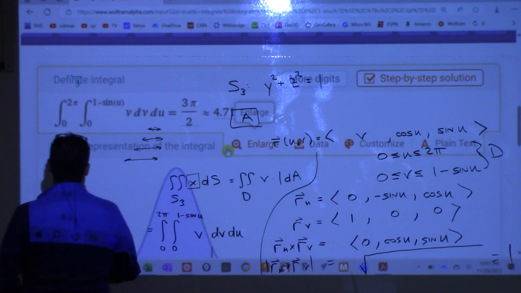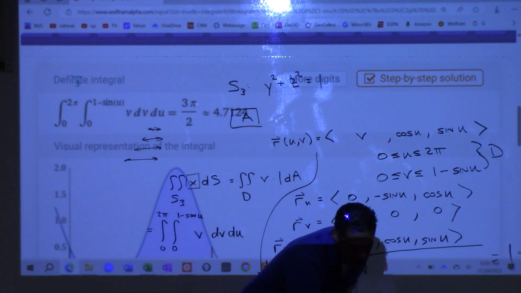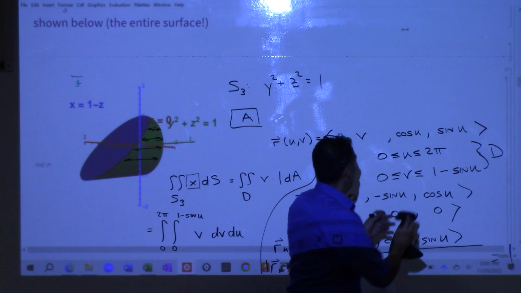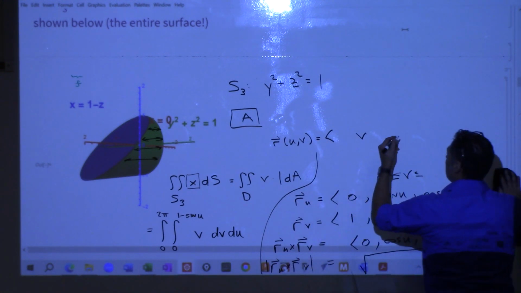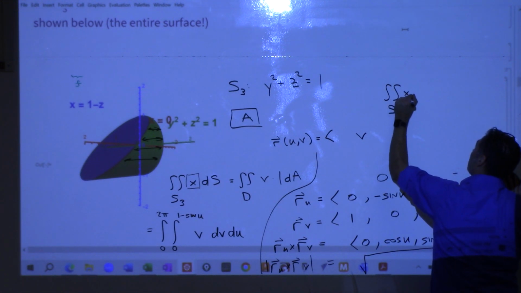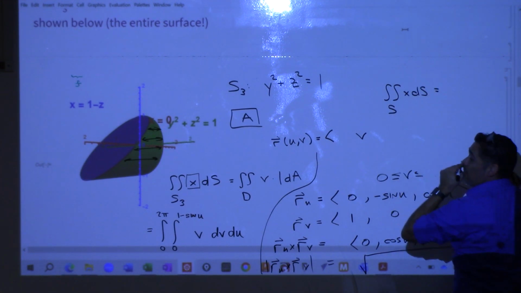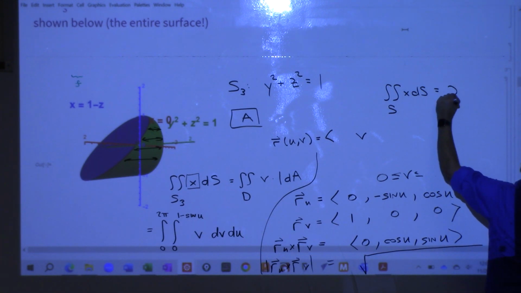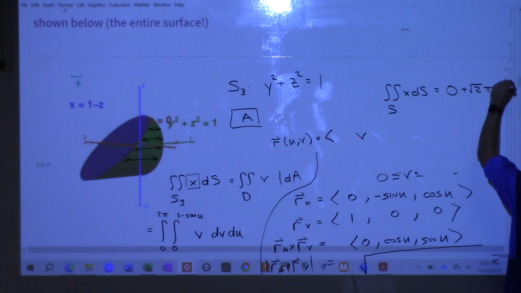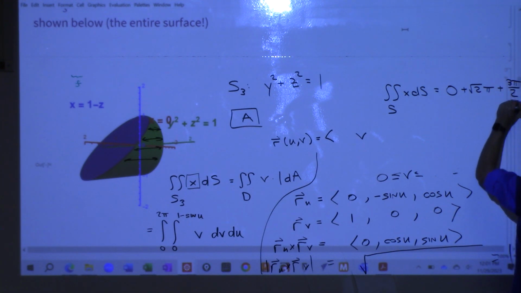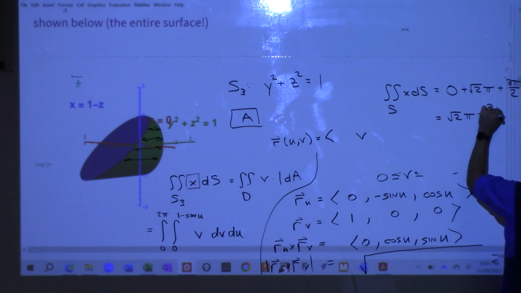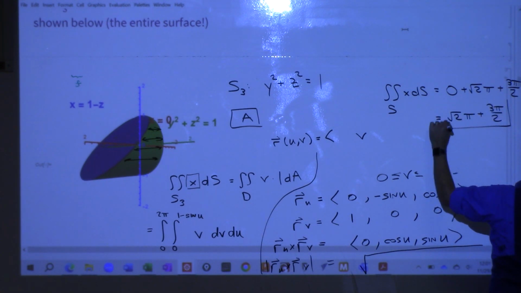I wish we would have started a clock when we started that problem. Well, okay, so what is our final answer? Our final answer is that the double integral over that surface S of x ds was the sum of the three that we got, right? The first one was 0. Then we got root 2 pi. And then we got 3 pi over 2. And so my final answer is just root 2 pi plus 3 pi over 2. And I'll just leave it like that.